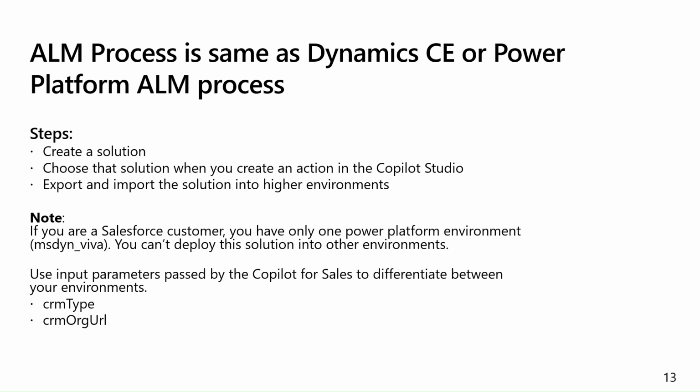You can use the input parameters passed by the Copilot for Sales to differentiate between your environments. So there are 2 parameters that Copilot for Sales is sending to the custom connector. The first one is a CRM type, and the value can be Salesforce or Dynamics. And the second one is the CRM org URL. So it will also pass the URL of the environment. So using that, you can decide if you want to enrich the insights or not.